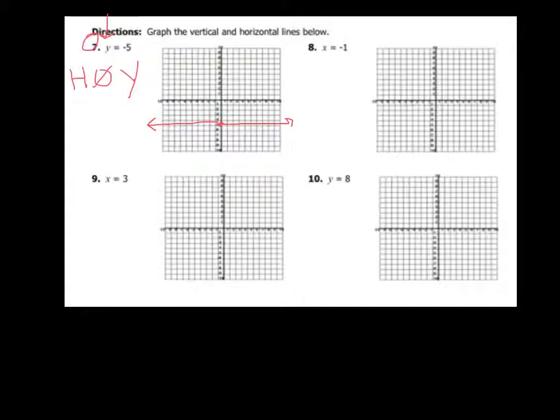So let's look at number 8. For number 8, as soon as I see that it is x equals a number, I know that must have been VUX. Remember, VUX helps you remember vertical lines have undefined slope. They are x equals. So then I can go to my x-axis and plot my x-intercept at -1, and then I know that that was a vertical line through that point because it says x equals -1.